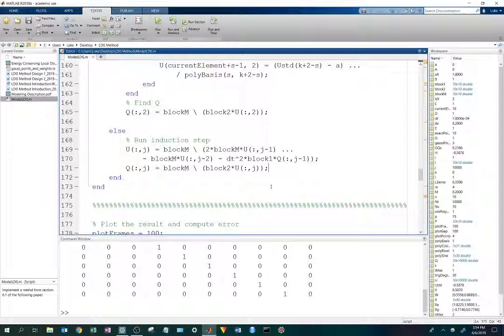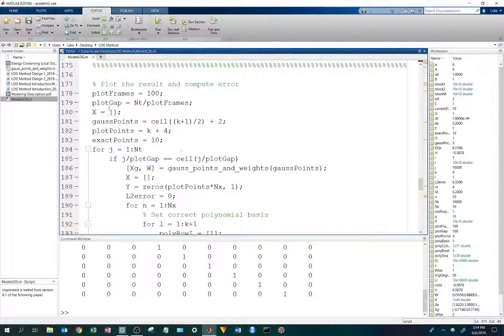So if you actually look at the matrix U, it gives you all of the coefficients. And so then we want to plot it, and so don't worry about this too much.